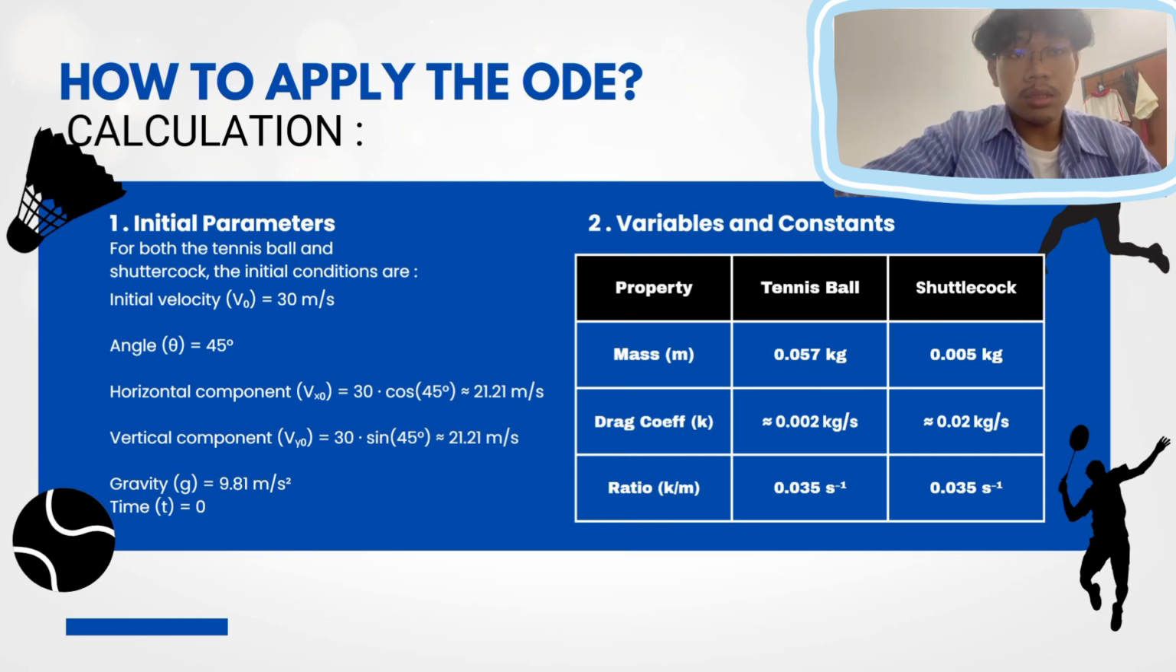The second step is we need to know the variables and constants. We assume that the mass of the tennis ball is equal to 0.057 kilograms, and the shuttlecock mass is equal to 0.005 kilograms. The drag coefficient, which is k, is approximately 0.002 kilograms per second for the tennis ball, and 0.02 kilograms per second for the shuttlecock. So the ratio for the tennis ball is 0.035, and for the shuttlecock, it is 0.035 also.